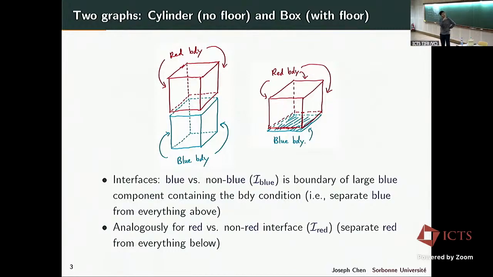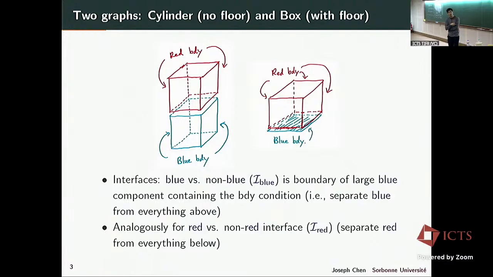So these are the two pictures to have in mind throughout this talk. One will be red and blue boundary conditions on a cylinder, and one will also be on a cube. So in the cube, 5 sides will have a red boundary condition, and the bottom side will have a blue boundary condition. And I'm interested in studying interfaces which separate these two phases, the red and the blue phase. So in particular, I will define 2 interfaces.